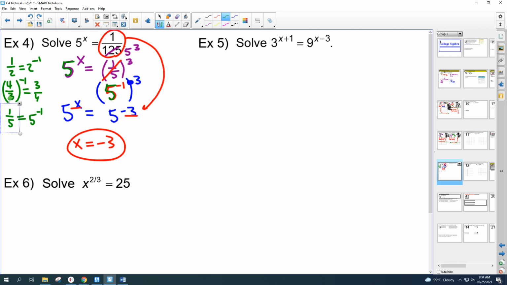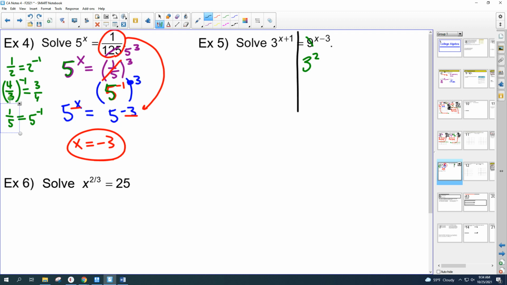I think the next example, even though it looks more complicated, is easier to understand. When you look at number 5, you see that 3 and that 9. We want those two to match. So what I want to do here is take that 9 and think of it as 3 squared, because I want those two things to match. If I can make them both 3s, then I can compare them.